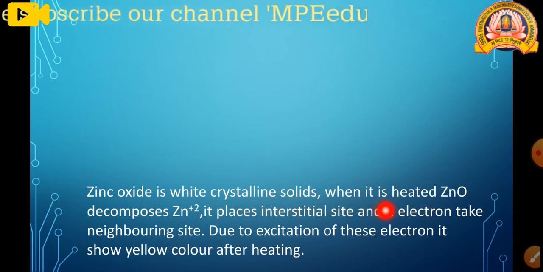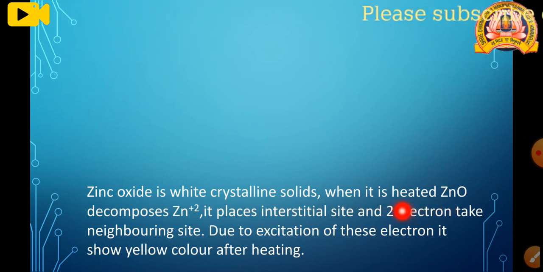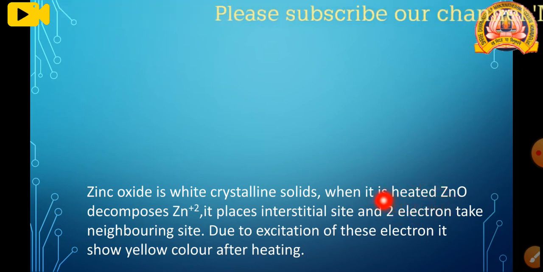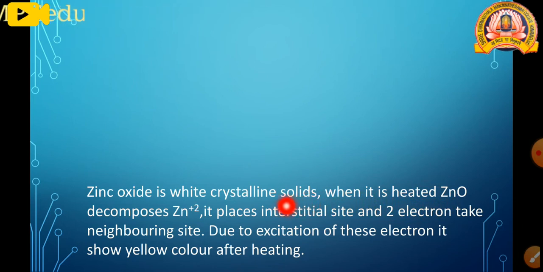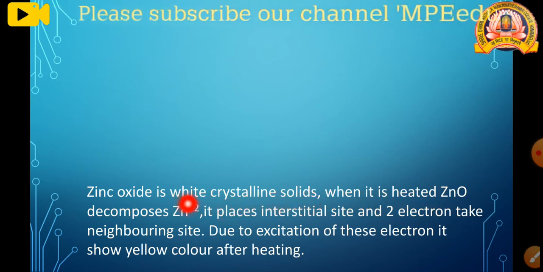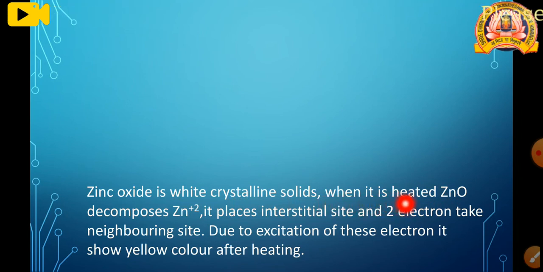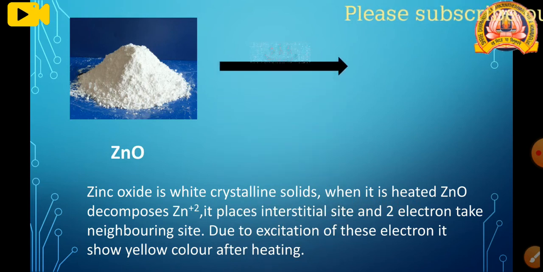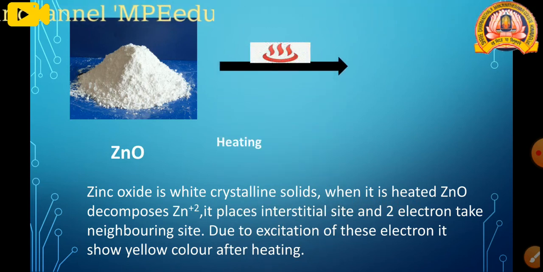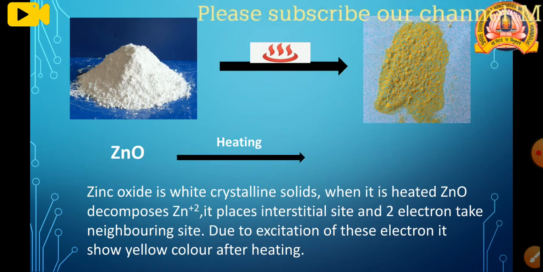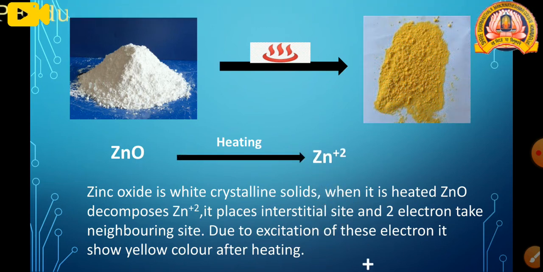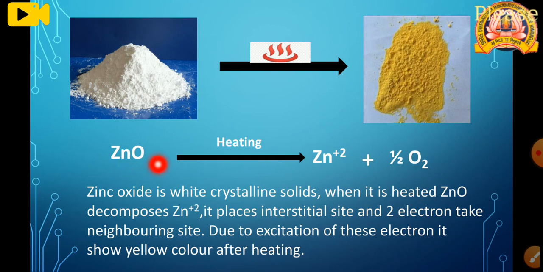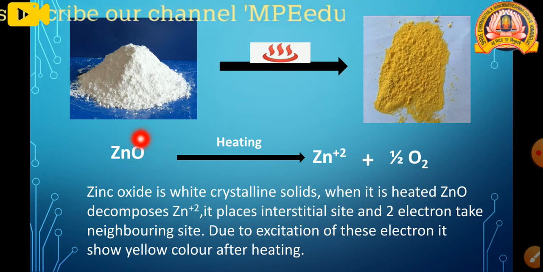Zinc oxide is a white crystalline solid. You already observed it is. When it is heated, zinc oxide decomposes to Zn2+. The oxygen present in the ZnO evaporates, and only Zn2+ remains. That Zn2+ goes to an interstitial site, and two electrons take the neighboring site because one oxygen, O2-, has evaporated. Two electrons remain, and these two electrons occupy the neighboring site due to excitation.